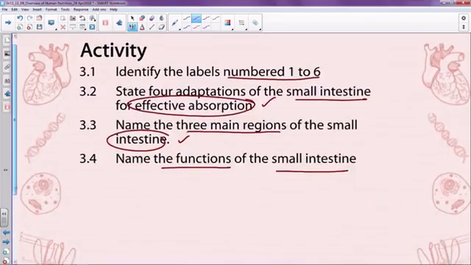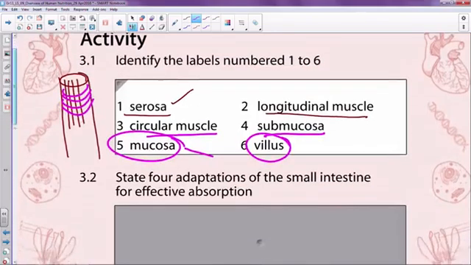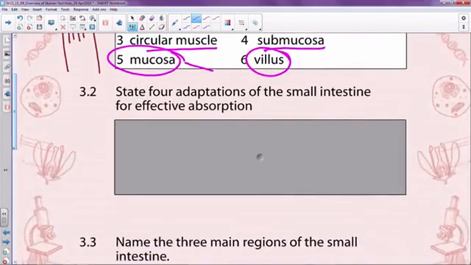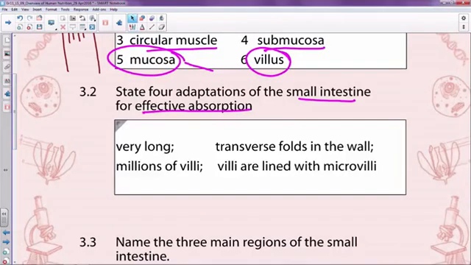Let's look at 3.2. State 4 adaptations of the small intestine for effective absorption. So how is the small intestine adapted for making the process of absorption very effective? One is that it's very long. It's approximately 6 meters. No, sorry, I would be lying. It's very long in that sense that it's about 3 meters long.